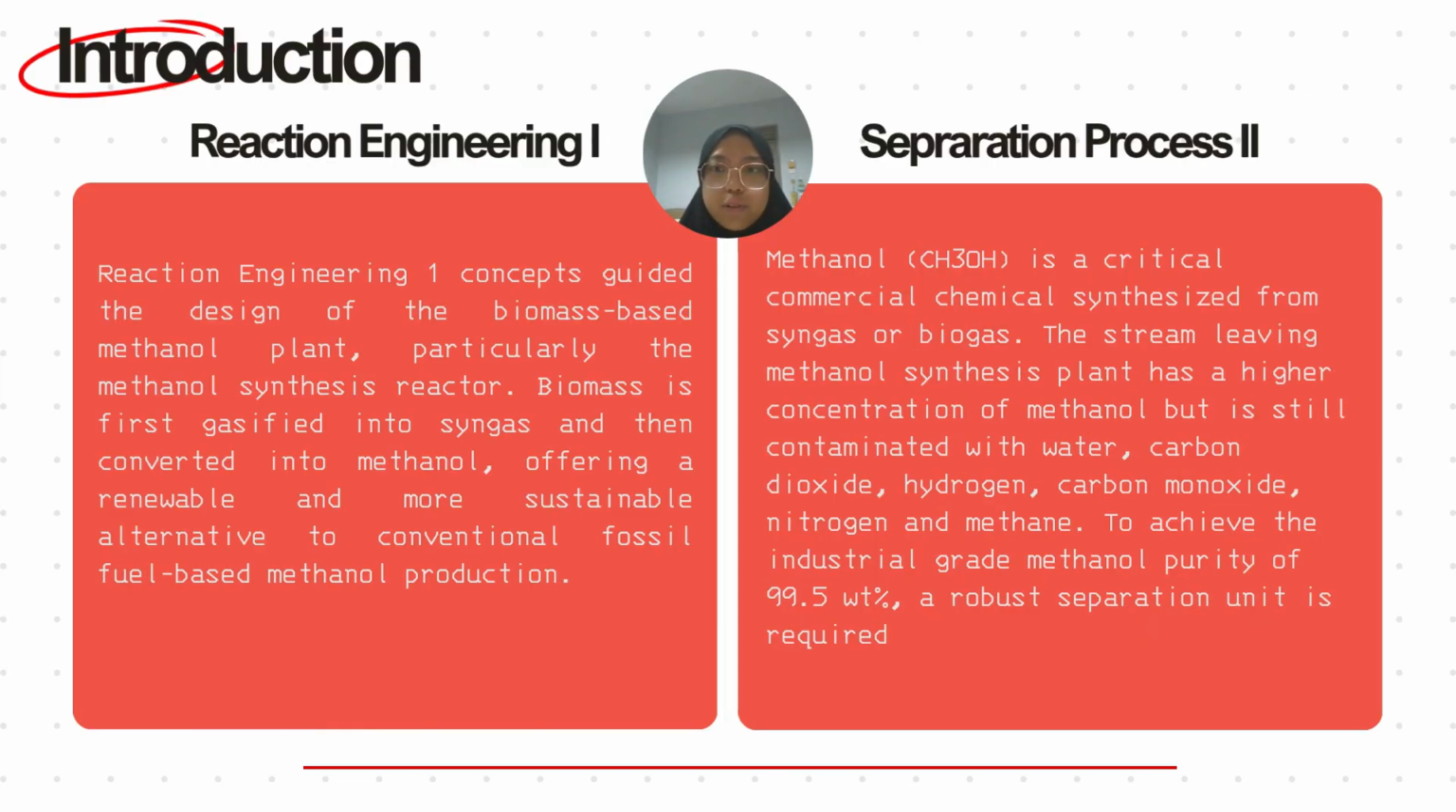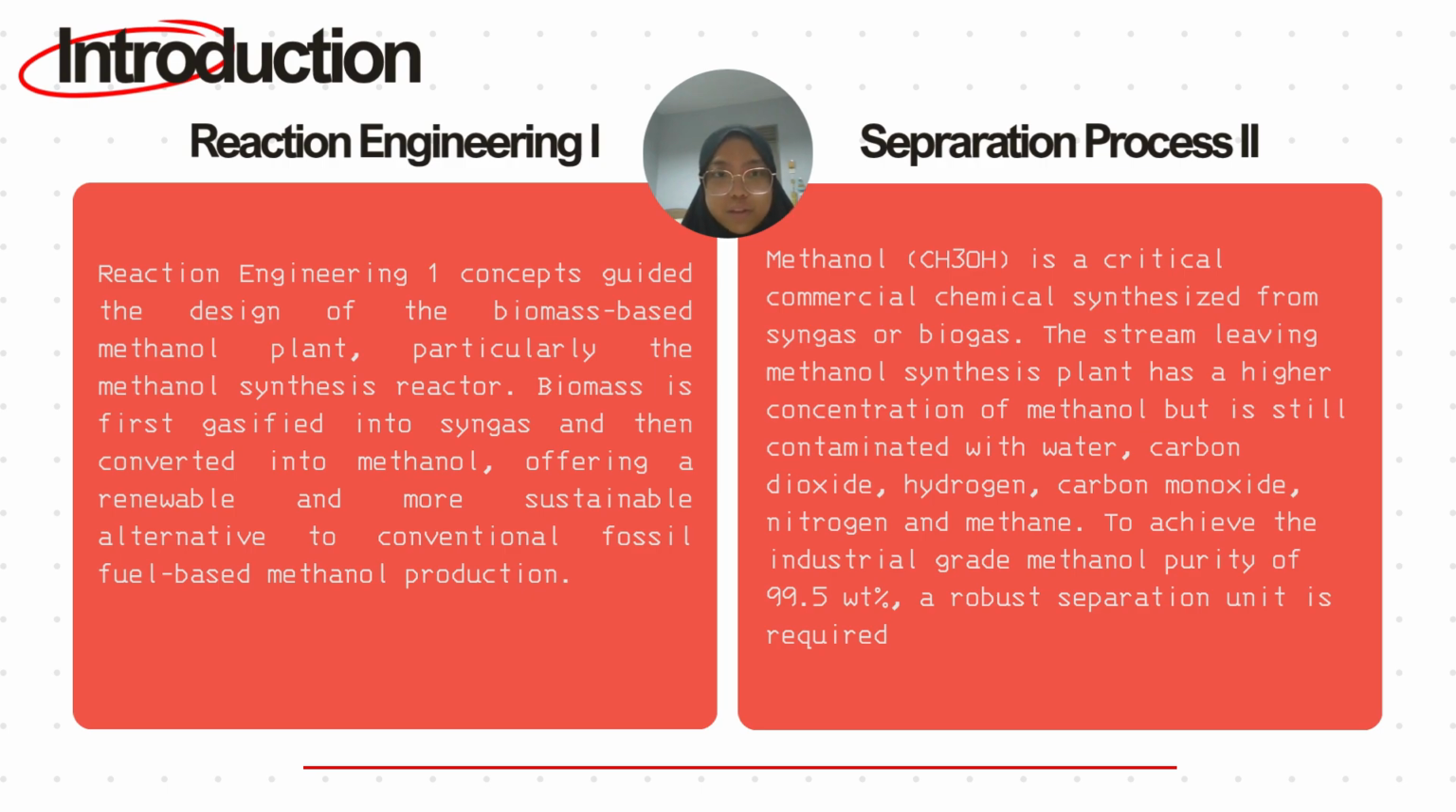So for the introduction, for reaction engineering 1, we chose biomass as a source to produce syngas into methanol. By using reaction engineering 1 concepts, we can figure out what design we should pick for the reactor and also calculate how to get the best process. Biomass is firstly gasified into syngas and then converted into methanol. Using biomass is also a sustainable alternative to conventional fossil fuels or natural gas for methanol production.